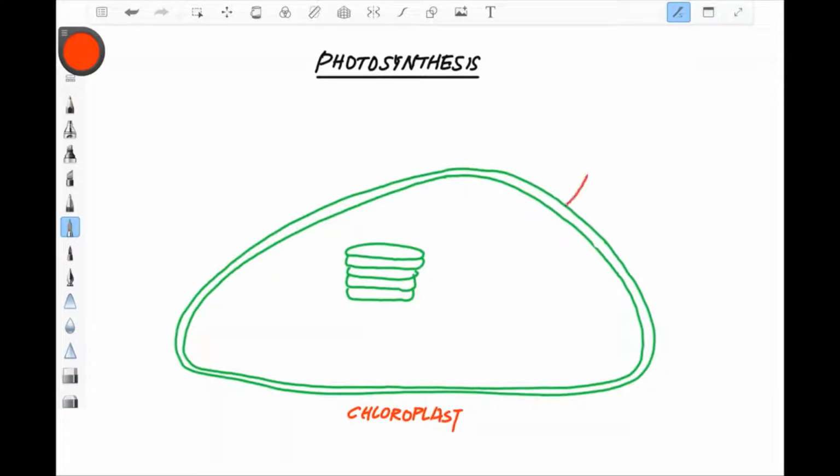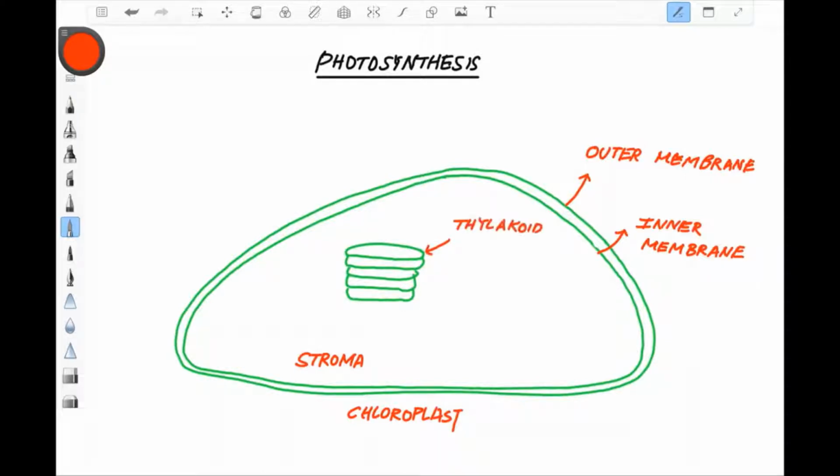It has a double membrane, one outer membrane and one inner membrane. The chloroplast is filled with liquid known as the stroma. Suspended in the stroma is a structure known as the thylakoid. Photosynthesis takes place in two stages: the light reaction that happens in the thylakoid, and the Calvin cycle, also known as the dark reaction, that happens in the stroma.